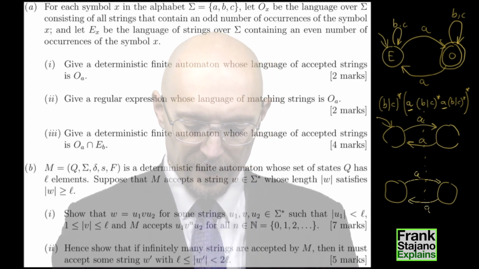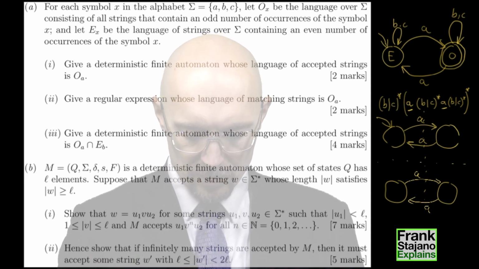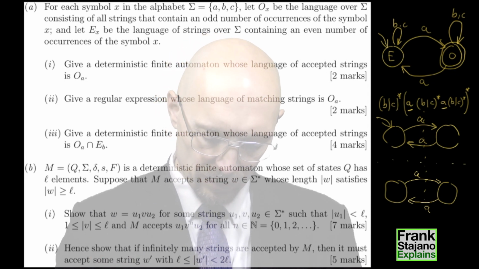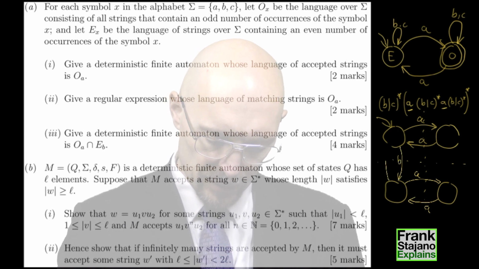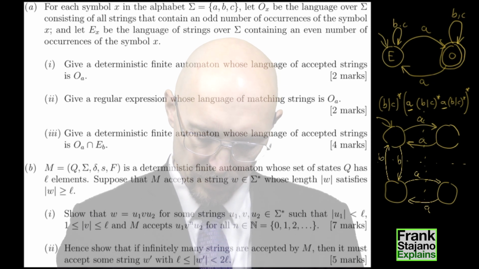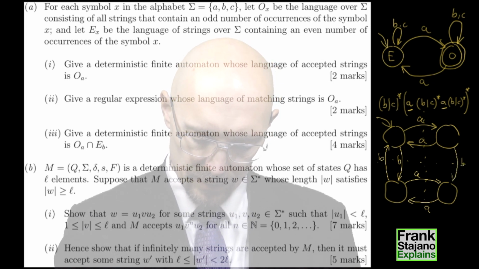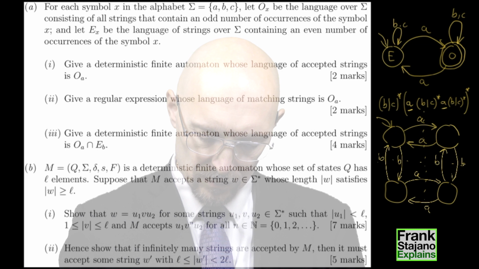On the other hand, if I am above this line, then I have even B's, and below this line I have odd B's. So when I get a B, I go here. When I get a B, I go here. When I get a B, I go here. And when I get a B, I go here.